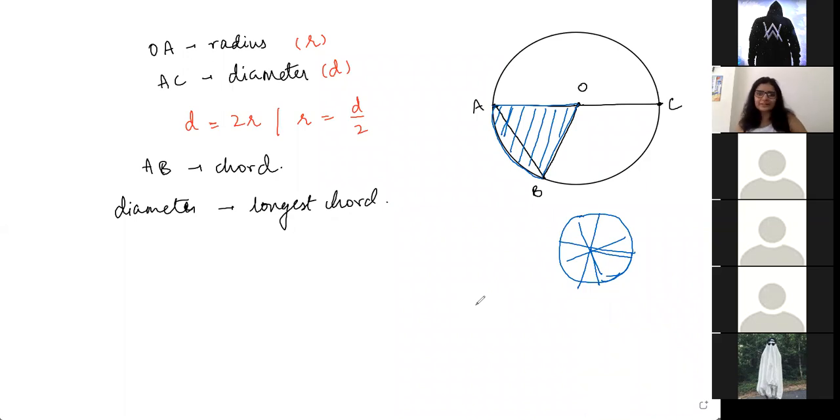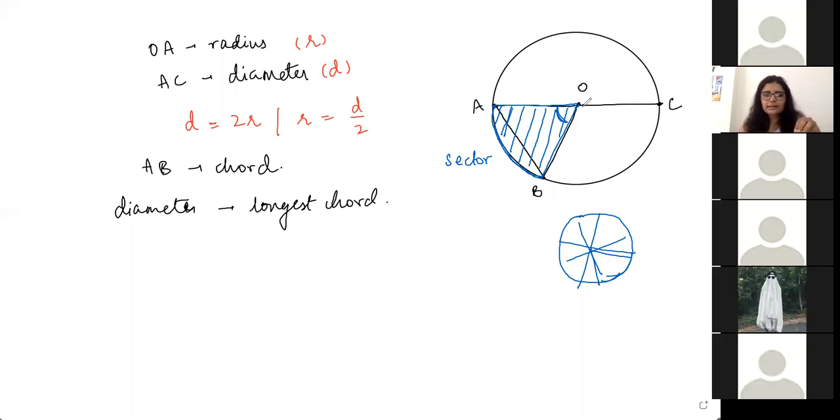Absolutely, Raghav, you're right. If you think of a pizza slice, it's a part of a circle that is enclosed by 2 radii such that they have some angle between them, and the other side is part of a circle. So this part, the blue color part, is called a sector. A sector is a part of a circle, so it is defined by the radius.